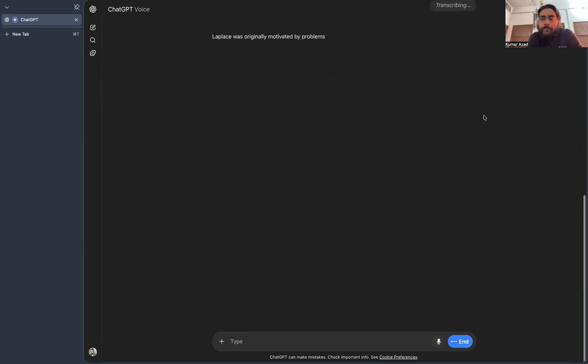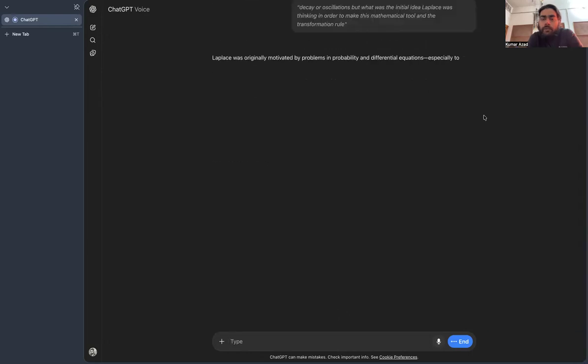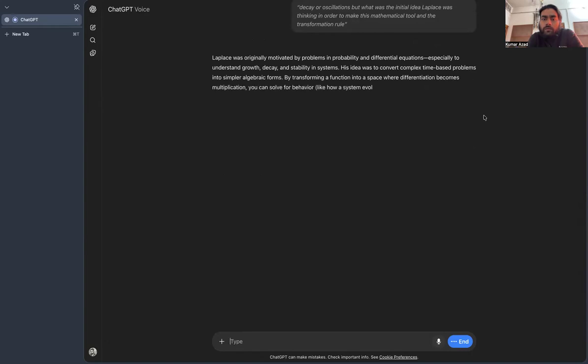Laplace was originally motivated by problems in probability and differential equations, especially to understand growth, decay, and stability in systems. His idea was to convert complex time-based problems into simpler algebraic forms. By transforming a function into a space where differentiation becomes multiplication, you can solve for behavior, like how a system evolves, more easily. In essence, it was about turning hard calculus problems into manageable algebra problems.